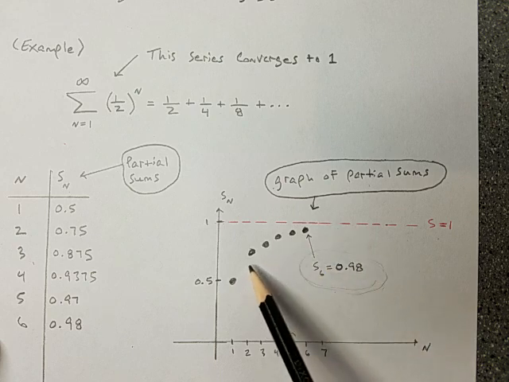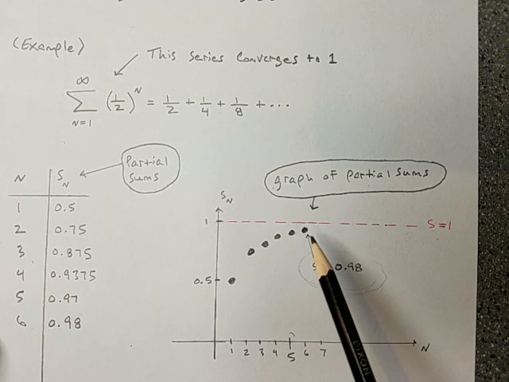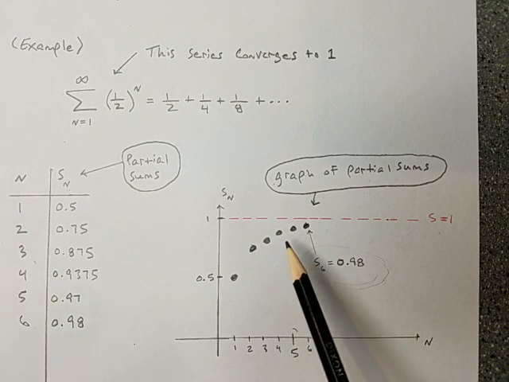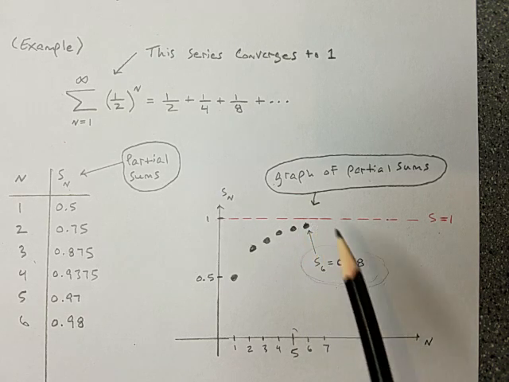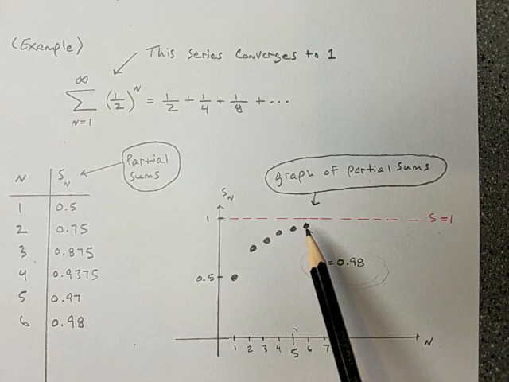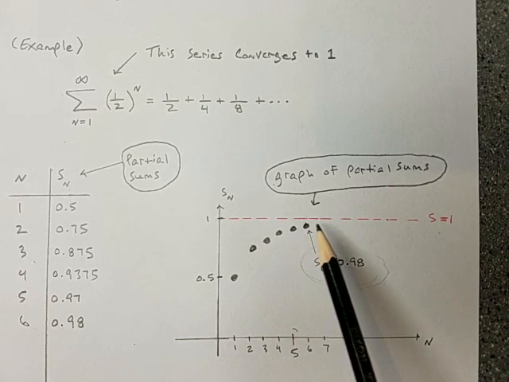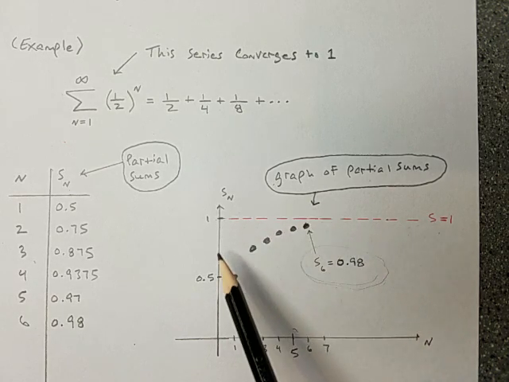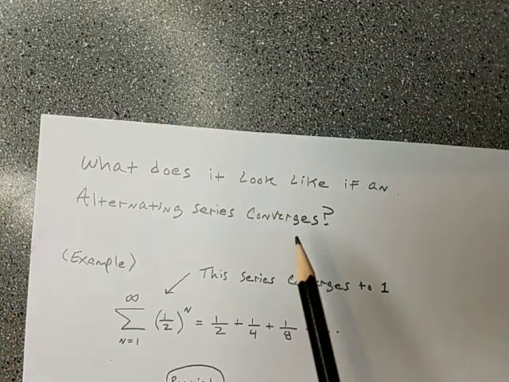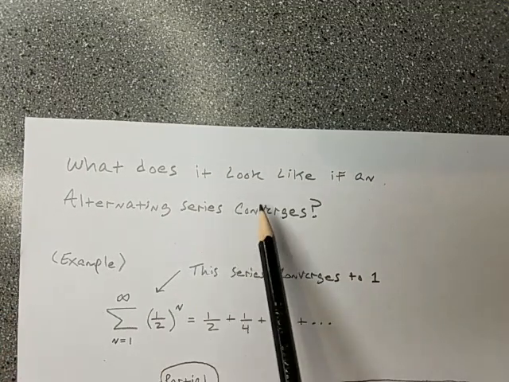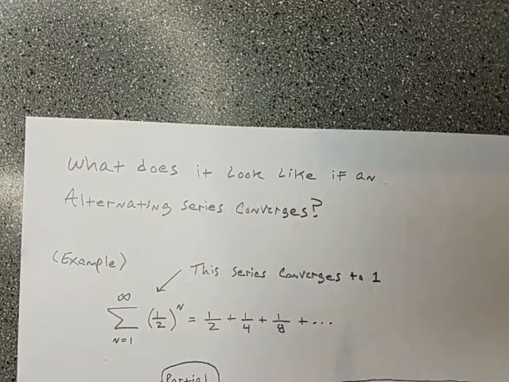So I've got myself a pretty good scale here. It's not totally accurate, but that is what it's going to look like. All right, very gradually the partial sum is going to be closer and closer to 1. So that's what you're seeing in this picture. Okay, now that's what it looks like when this ordinary series converges. What does it look like if an alternating series converges? It looks a little bit different.